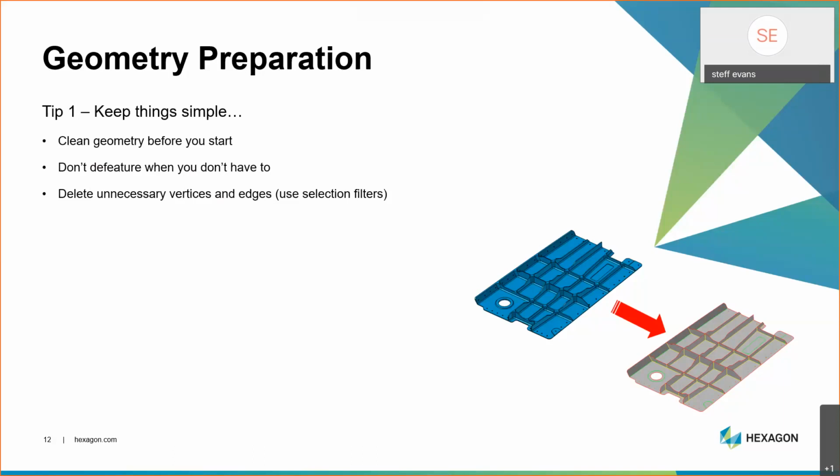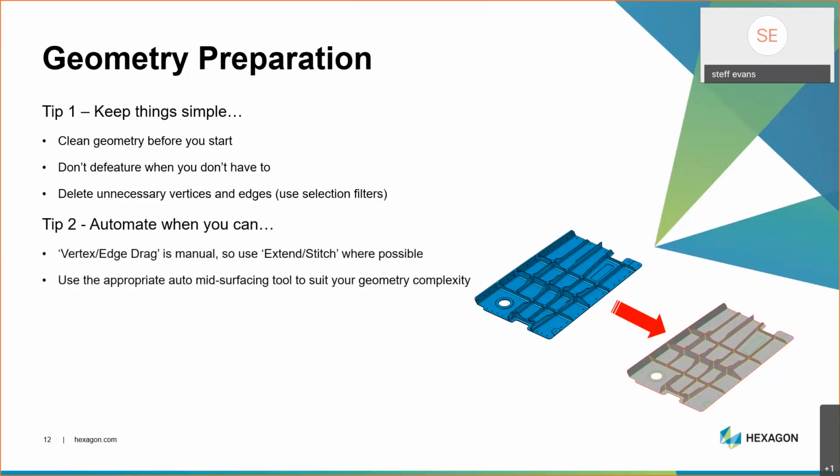And then during the manipulation, it's probably good practice to delete unnecessary vertices and edges, to try and simplify the geometry as much as possible to get us back to our bare bone surface for mesh development, okay? Second tip, automate when you can, okay?